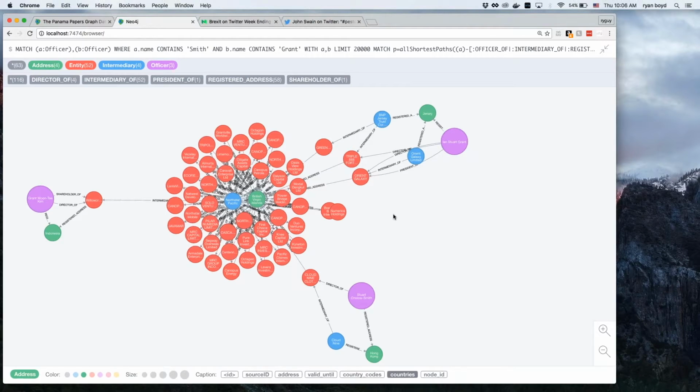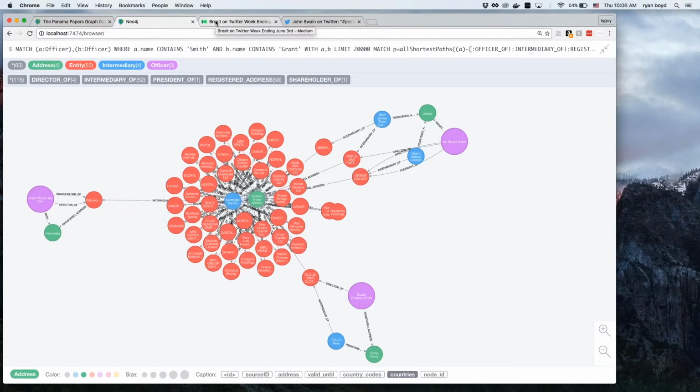And this is a much more valuable way to look at the data than looking at a table of addresses of companies. So that's why the data journalists chose to use a graph database. They had over 400 journalists around the world looking at this.